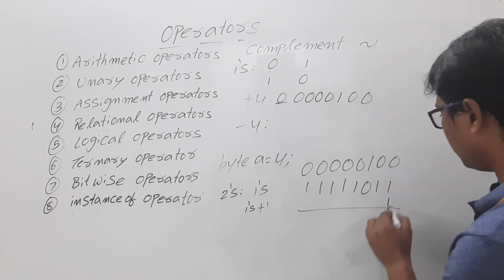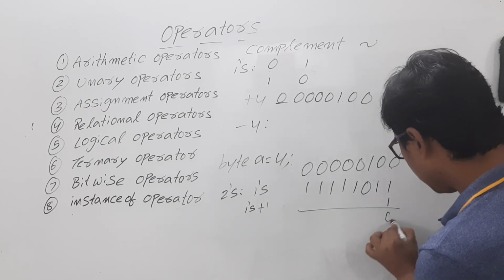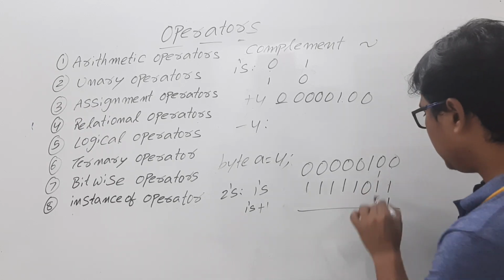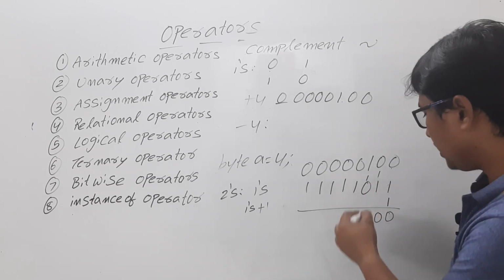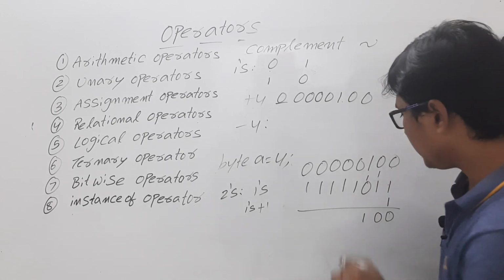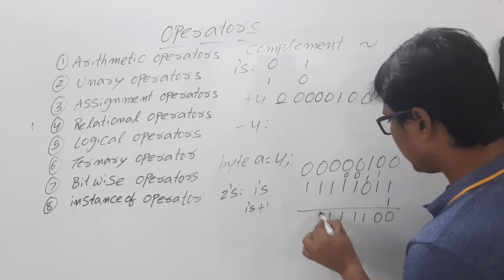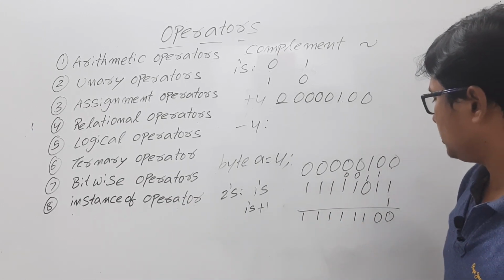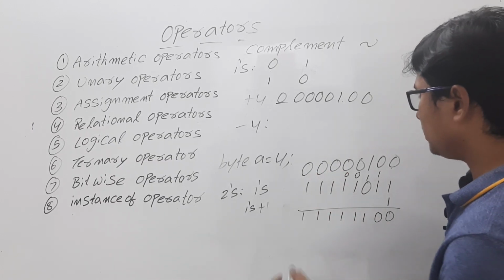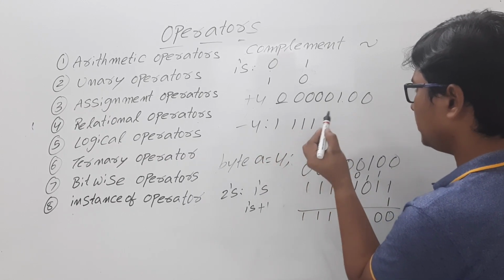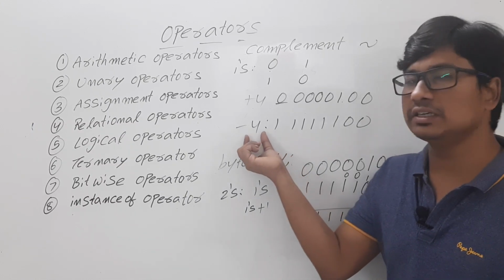Is it clear? So now 1 plus 1, the sum will be 0, carry will be 1. Again 1 plus 1, the sum will be 0, carry will be 1. 1 plus 0, sum will be 1 and carry will be 0. 0 plus 1 is 1, then 1, 1, 1, 1. Is it clear? So this is the 2's complement of the given number. This is the way minus 4 will be represented. This is the minus 4 representation in the memory.